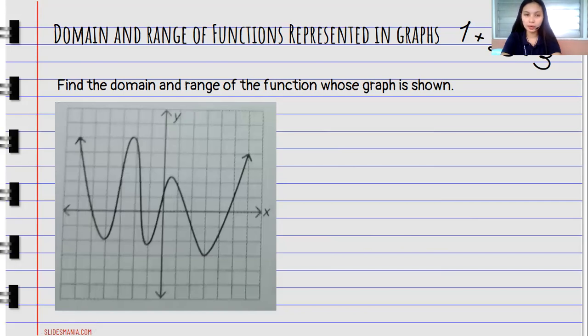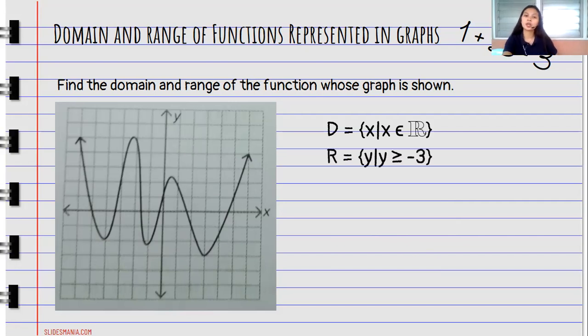Ayan, paano naman po kapag ganitong curvy yung line natin? So, the graph extends infinitely upward po. So, the domain is x such that x is an element of all real numbers. Our range is y such that y is greater than or equal to -3. Saan po nanggaling si -3? Lowest point po natin. Okay? This will be -1. Hindi ko alam kung visible siya. -2 and -3. Okay? Kaya po siya nagkaroon ng -3.